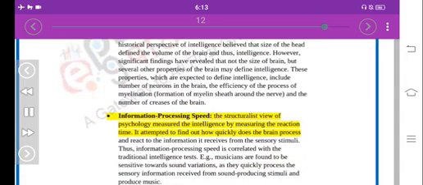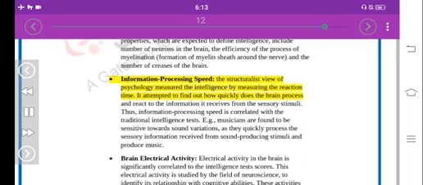Information processing speed. The structuralist view of psychology measured the intelligence by measuring the reaction time. It attempted to find out how quickly the brain processes and reacts to the information it receives from the sensory stimuli. Thus, information processing speed is correlated with the traditional intelligence tests. E.g., musicians are found to be sensitive towards sound variations, as they quickly process the sensory information received from sound-producing stimuli and produce music.